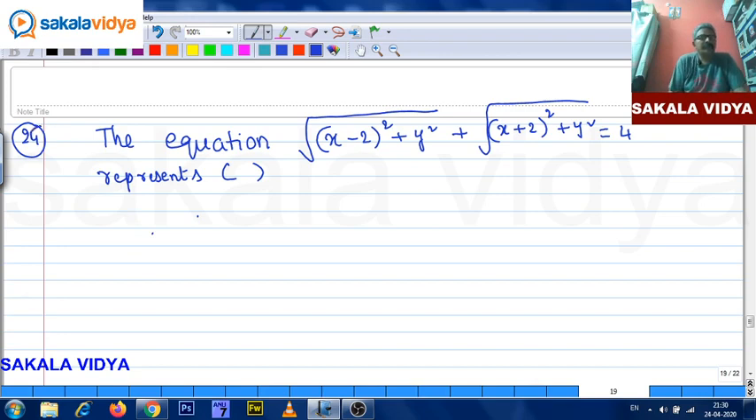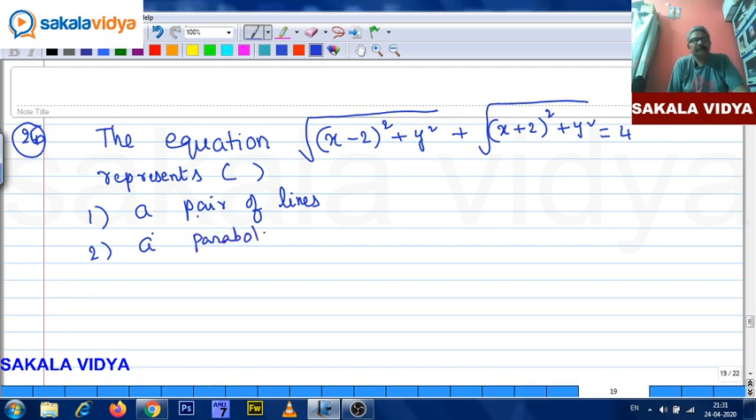First one, a pair of lines. Second, a parabola. Third one, a line segment. Fourth one, a circle.